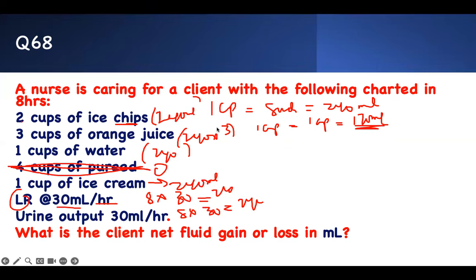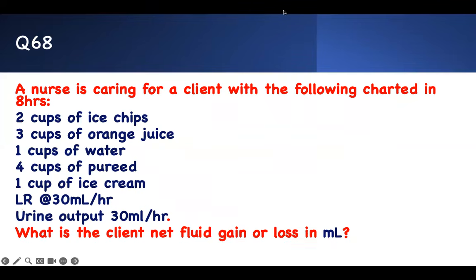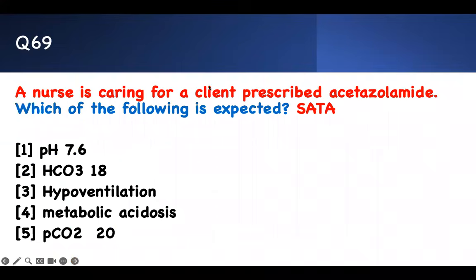The question is, what is the client's net fluid gain or loss? So you add all the intake, which is 1, 2, 3, 4, 5. And then you subtract the output, which is urine output. You subtract it from the intake, and that will be the gain or loss. That's the way you do it. This is a guide. You have to do the rest.